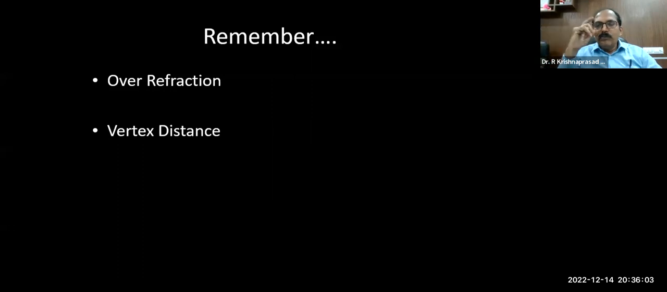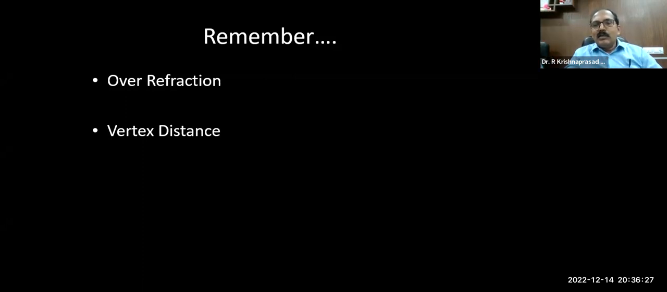For example, if you are saying my myopic error is minus 1, it is for a particular vertex. It's at minus 12 millimeters. Let's say it's at 12 millimeters from the eye. If my spectacle is sitting at 12 millimeters, then it is minus 1. If it moves away or if it moves in, then the number changes. So vertex distance can make a big difference.